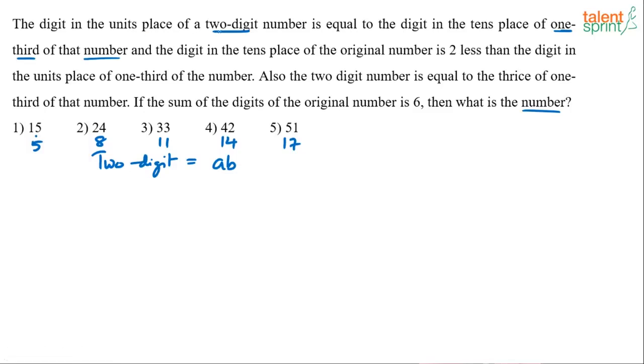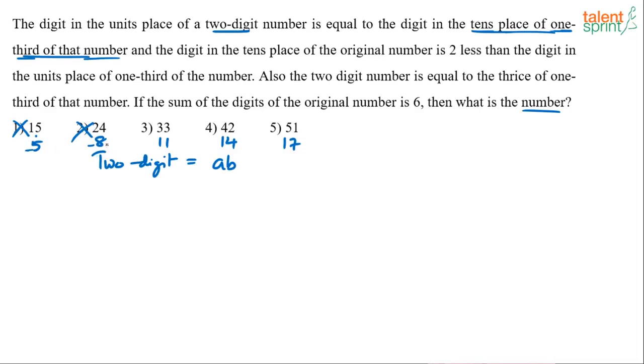The digit in the units place of a two-digit number is equal to the digit in the tens place of one-third of that number. Now, you understand he's talking about the tens place of one-third of that number. Meaning, the number that we obtain, one-third of the number, should also be a two-digit number. So immediately, option 1 and option 2 are eliminated because these numbers do not have a tens place.